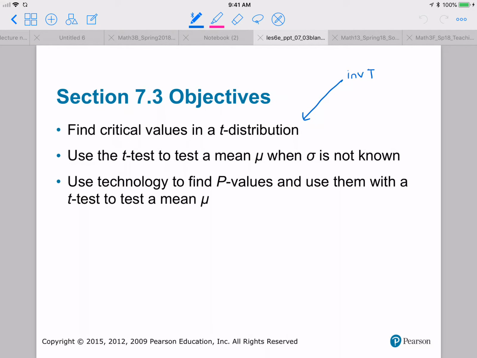Okay, so we've got three objectives for this section. The first one is to find critical values in a t distribution. That is going to involve our inverse t function on the calculator. The second is to use the t-test to test a mean, mu, when sigma is not known. And the third is using technology to find the p-values and use them with a t-test to test a mean, mu.